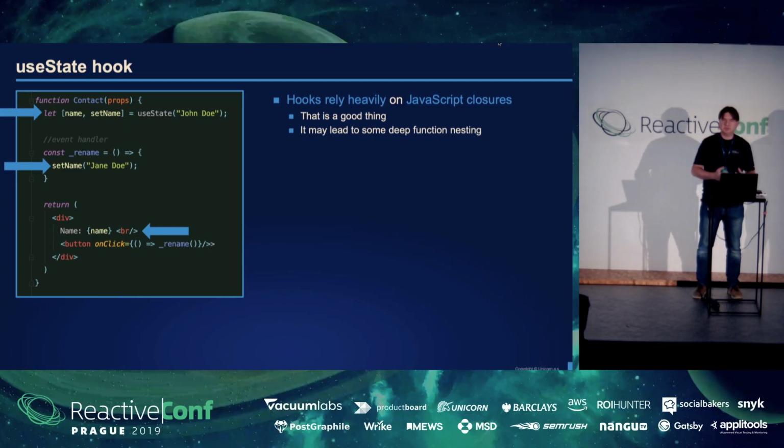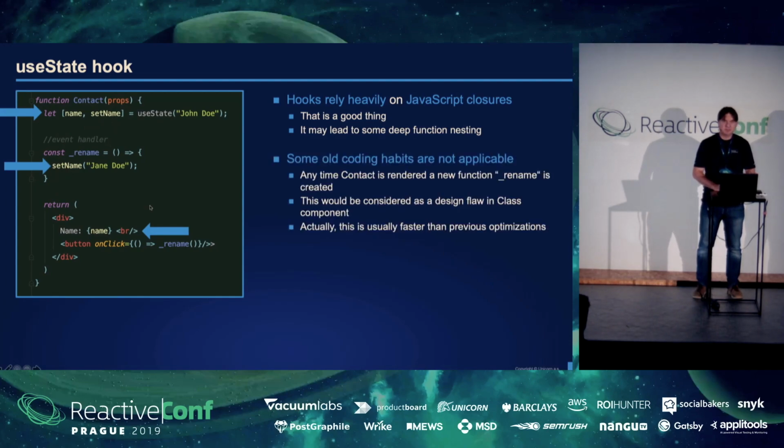So if you want to use the hook, you basically use its return values. So the state, which is like here, the name, you simply render by using this variable. If you want to set the state, you just simply use this function returned by the hook for setting the state.